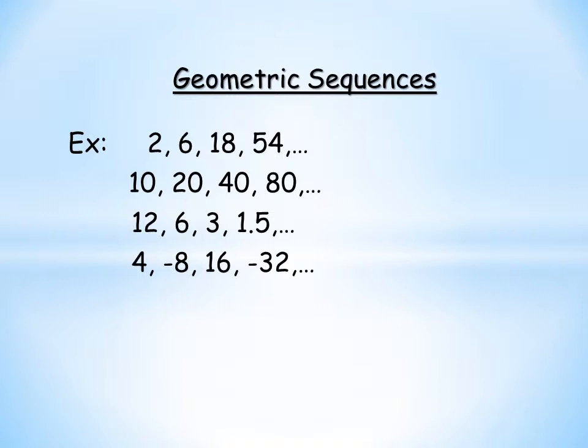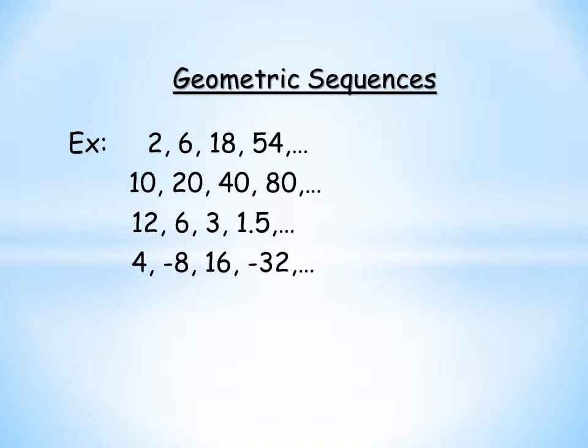Well, if we look at the first one, 2 plus 4 would be 6, but 6 plus 4 would be 10, so it's definitely not an arithmetic sequence. But you notice 2 times 3 is 6, and 6 times 3 is 18, and 18 times 3 is 54. So that is what a geometric sequence is, when you're multiplying to get to the next term. 10 times 2 is 20, times 2 is 40, and so forth. 12 times a half is 6, times a half is 3, and so forth.